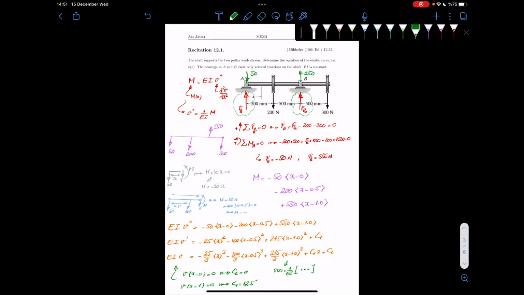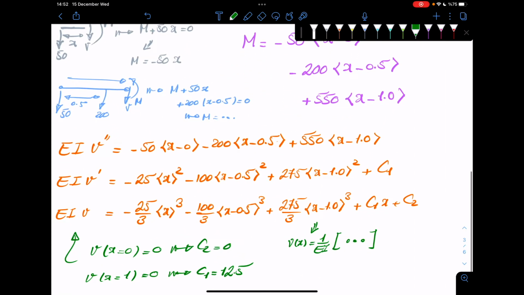Okay, so this is the way you compute your deflection functions. All right, do you have any questions? There is one little thing I didn't talk about, by the way.